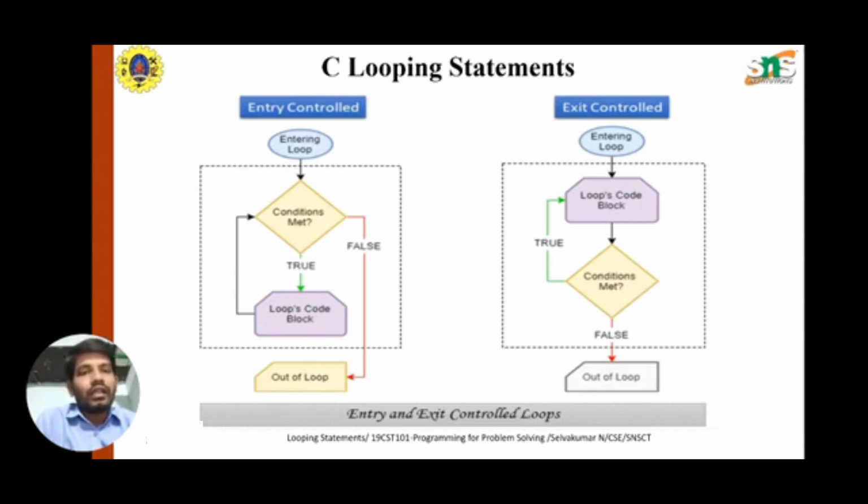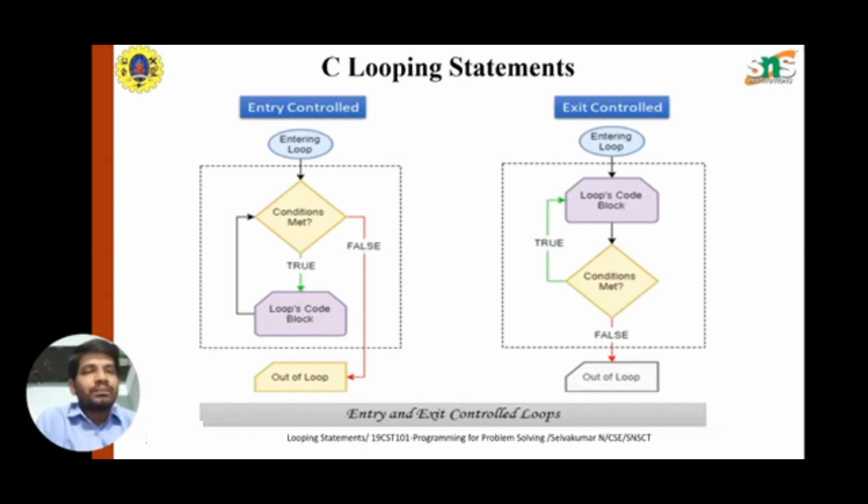In the first one, when the program enters the loop, it directly checks the condition first. If the condition is true, it goes into the block of code, and the block of code is executed again and again until the condition is false. So this is called an entry controlled loop.